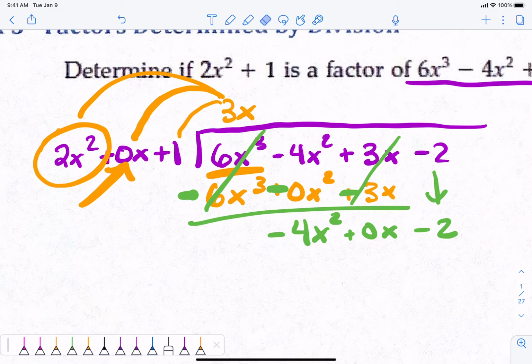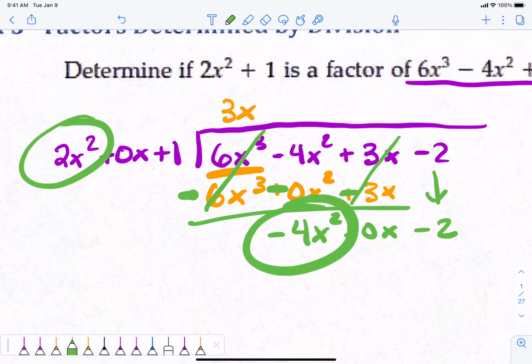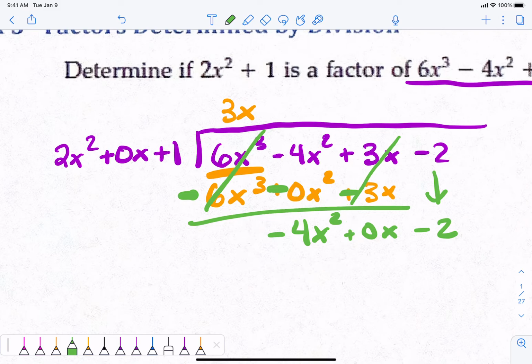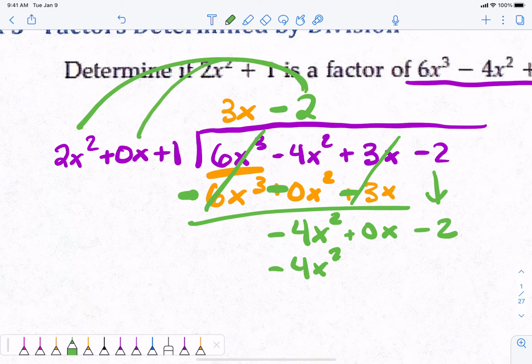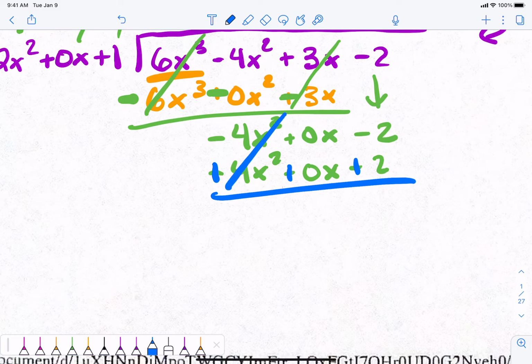Now I begin again. Let me erase some stuff. Okay, so I'm looking at negative 4x squared and 2x squared. Negative 2. So minus 2 he needs. All right, then we multiply back through. What's negative 2 times 2x squared? Negative 4x squared. Okay. Then negative 2 times 0x is minus 0x. And then 1 times negative 2 is negative 2. Okay. And then I flip the sign, so plus, plus, plus all the way through, whatever. So that's it. That cancels out, that cancels out, that cancels out.